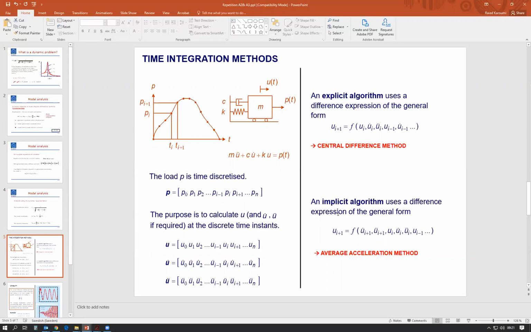Implicit methods are unconditionally stable, so they will not show the same instability in the response in the analysis. On the other hand, it doesn't mean that they are accurate. We still have to have a small time step to get an accurate result.